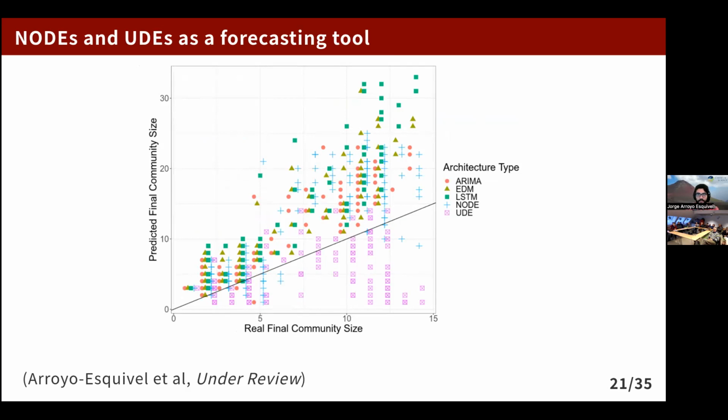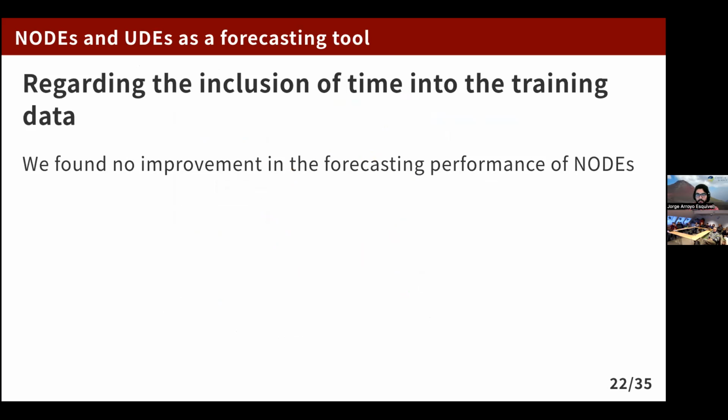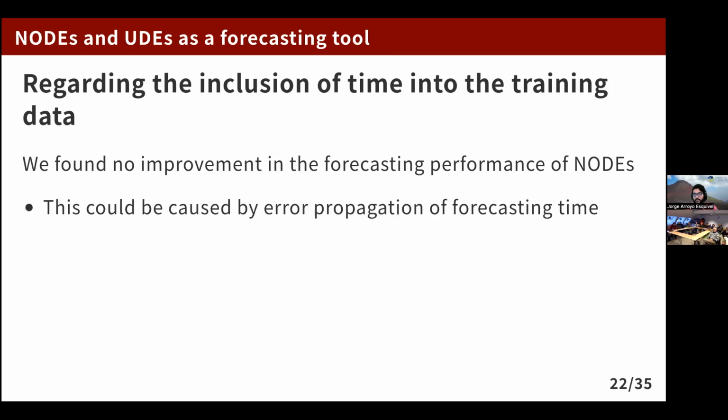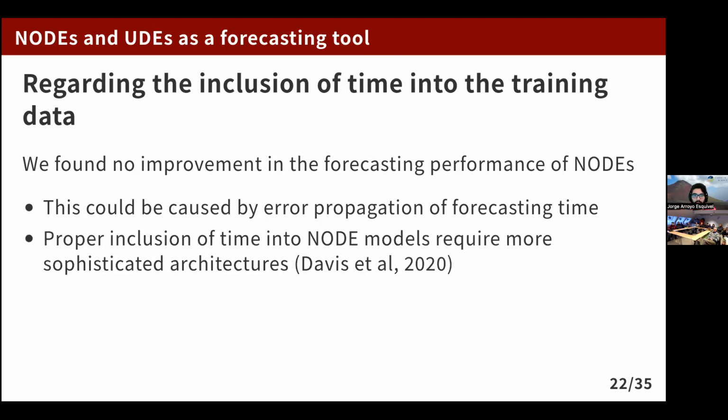I'm just going to pretty briefly talk about the inclusion of time into training. When we're looking at NODEs, we found no improvement in the forecasting performance. This could be because when we're forecasting time, we're basically letting the neural network learn that today is time 1, tomorrow is time 2, and so on. But maybe by day 10, because we're trying to forecast time, the neural network is predicting that we're at time 20, for example. So there's some error propagation that could be causing limitations, and proper inclusion of time into NODE models may require some more sophisticated architectures.